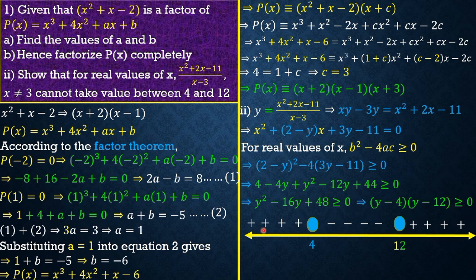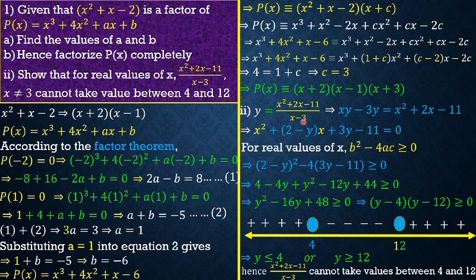So the required range of values has to be: y is less than or equal to 4, or y is greater than or equal to 12. In essence, since the region from 4 to 12 has given us negative, we don't want that region. But what is our y? Our y is simply the function. So it therefore means that our function x squared plus 2x minus 11 over x minus 3 cannot take values between 4 and 12.